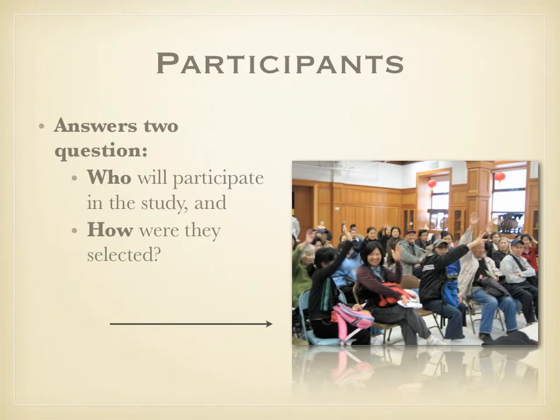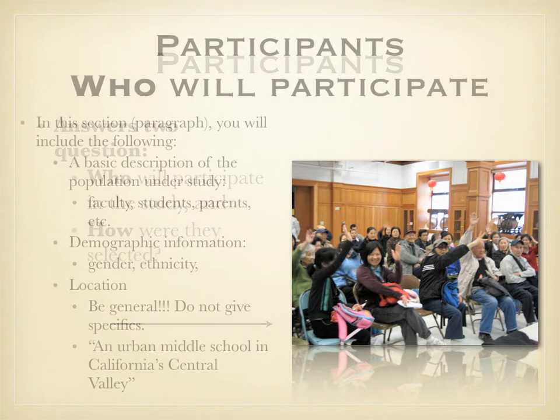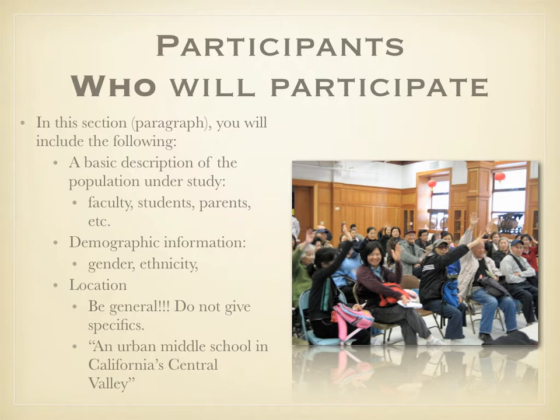This particular section of this chapter answers 2 questions: who will participate in the study and how they were selected. The who is basically the demographic information and a little bit about the logistical information. So you're going to go ahead and describe who these people are. Are they faculty? Are they students, parents, or whomever? And give a little bit of demographic information, number of male and female, and the ethnicity of the folks in the study.